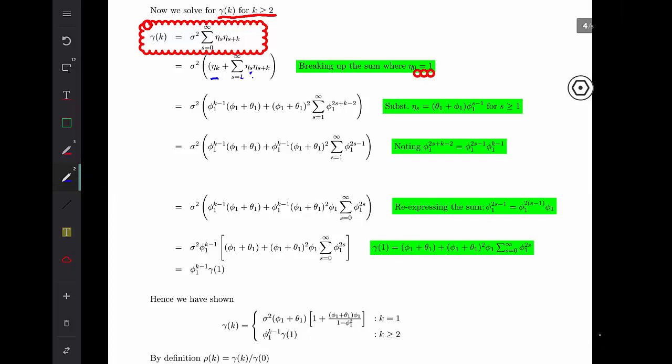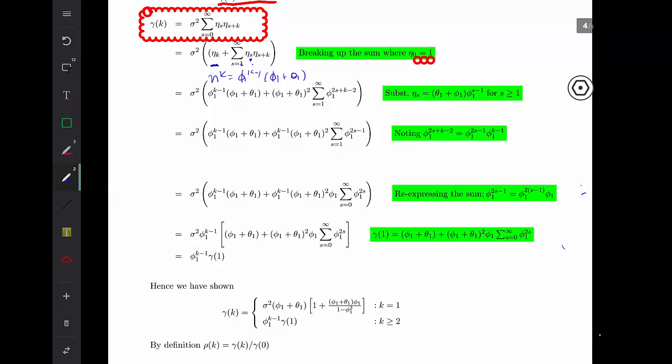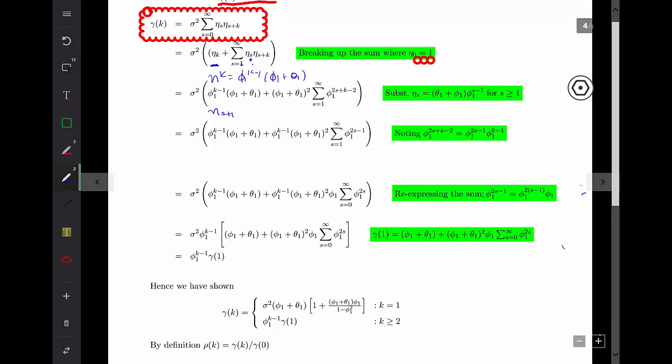Well, what's ψk? Remember, ψk is just again plugging in the formula for ψs, which we've been doing repeatedly now. Remember, ψk is equal to φ1^(k-1) times (φ1 + θ1). Plugging that in, we also plug in, what's ψ(s+k)? Just using the formula, we're going to get φ1^(s+k-1) times (φ1 + θ1).